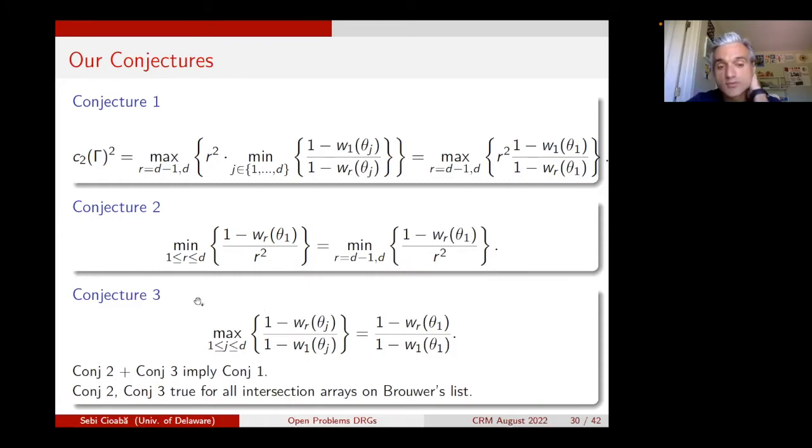Conjecture 2 is about the distances. We believe that you should embed on the second largest eigenvalue. I don't have a clear reason why, but that's why θ1 is there. In that case, we believe this minimum is attained at d-1 or d. Conjecture 3 is about eigenvalues, and again it's about θ1 being the best one in some sense. We proved that conjectures 2 and 3 imply conjecture 1, and we checked them for all intersection arrays on Brouwer's list.